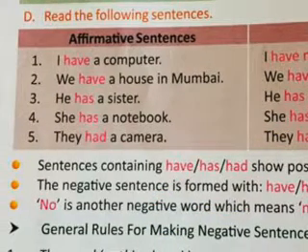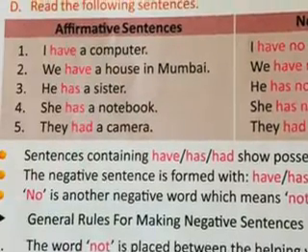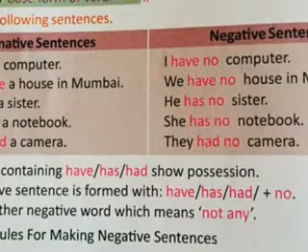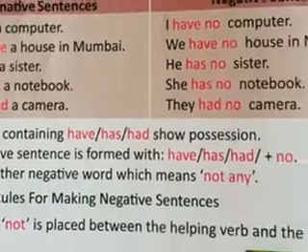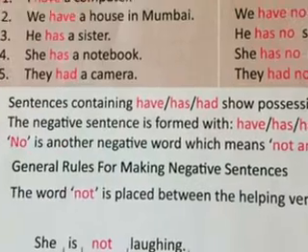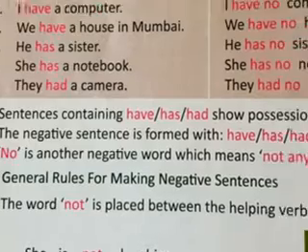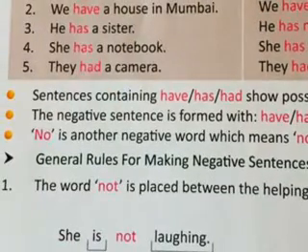Next, we have a house in Mumbai. We have no house in Mumbai. Here you can see. Third one is he has a sister. He has no sister. Here she has a notebook. She has no notebook. Fifth one is they had a camera. They had no camera. Right? These are very easy ones. You can do by your own very easily.